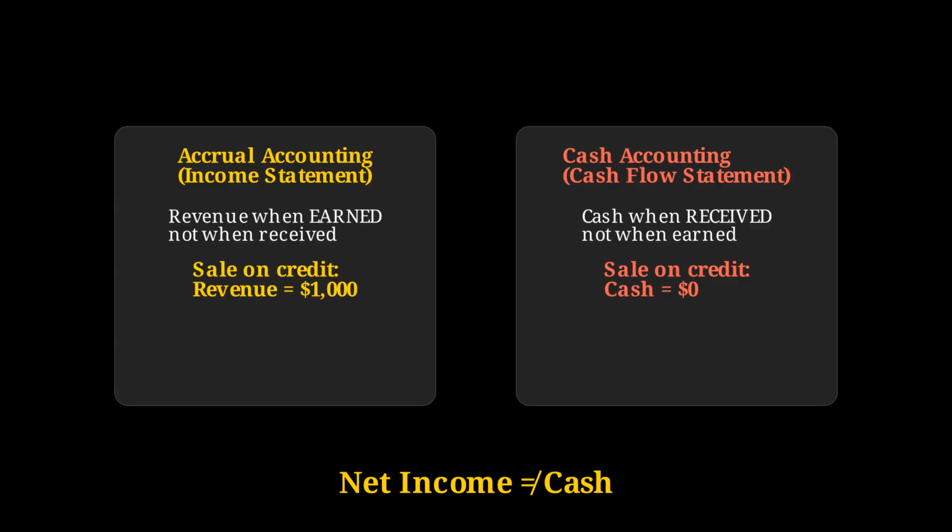The cash flow statement uses cash accounting. It shows actual cash received and paid. If you sold a product on credit, the cash flow statement does not count it as cash until the customer pays. This is why net income and cash from operations are often different.